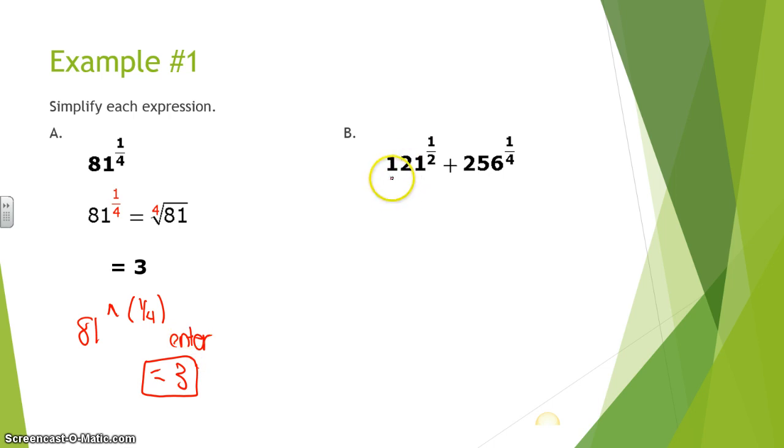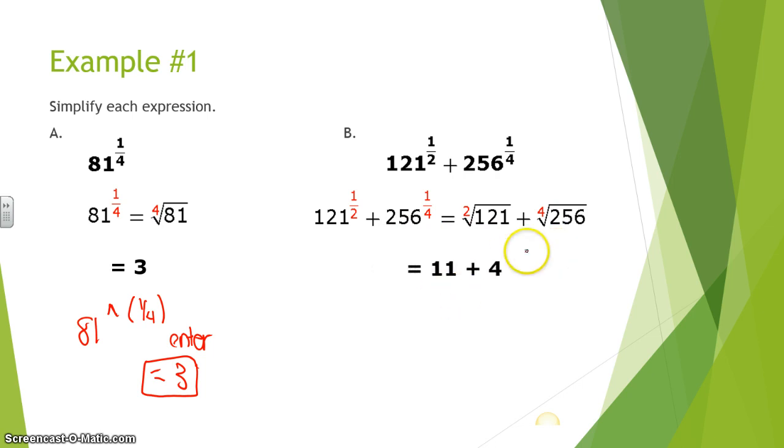Let's look at the next one. We have 121 to the 1/2 plus 256 to the 1/4. So the first thing we're going to do is write this with the radical symbols. So we have the square root of 121, plus the fourth root of 256. So when we simplify that out, square root of 121 is 11, fourth root of 256 is 4. 11 plus 4 is going to give me an answer of 15.